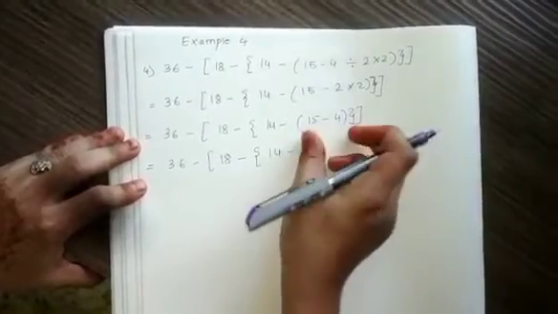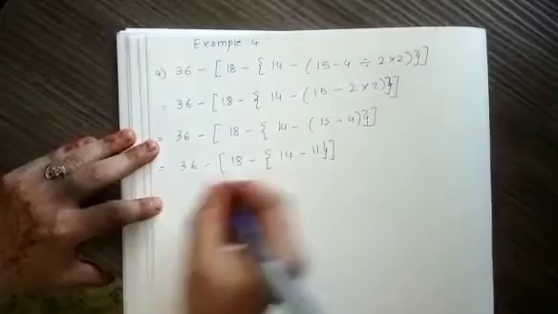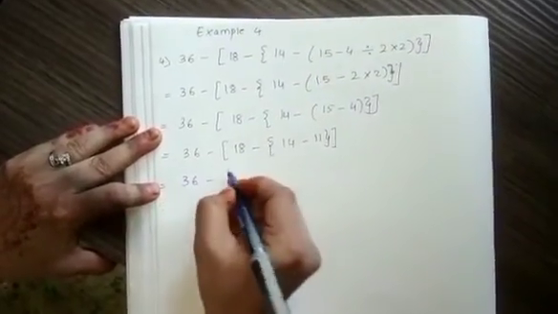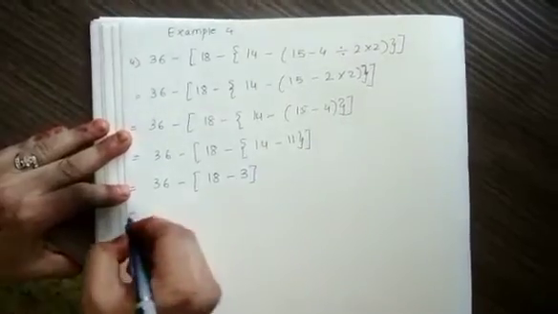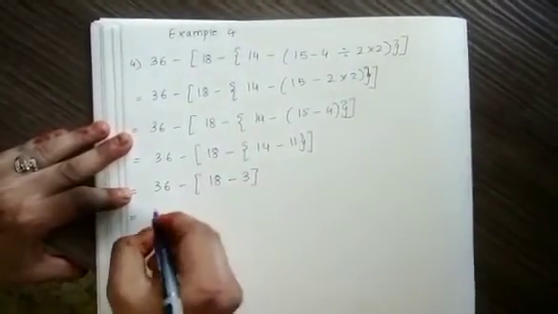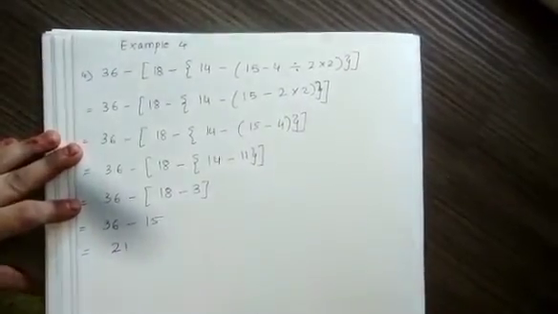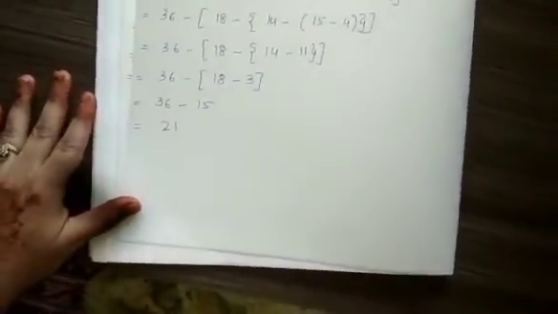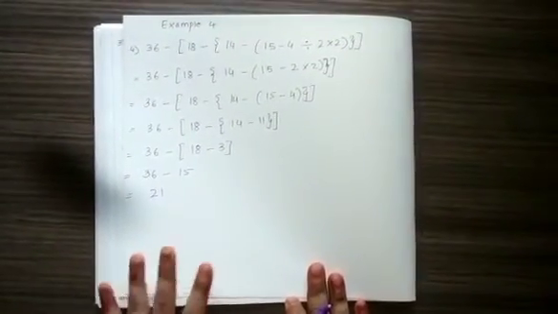Now first we are going to remove the round brackets. So the answer we get here is 11. Now the next step is to remove the curly brackets. 14 minus 11 will give you 3. The next step is to remove the square brackets. So the answer which we get here is 21. So I hope this section was clear to you all for BODMAS rule.